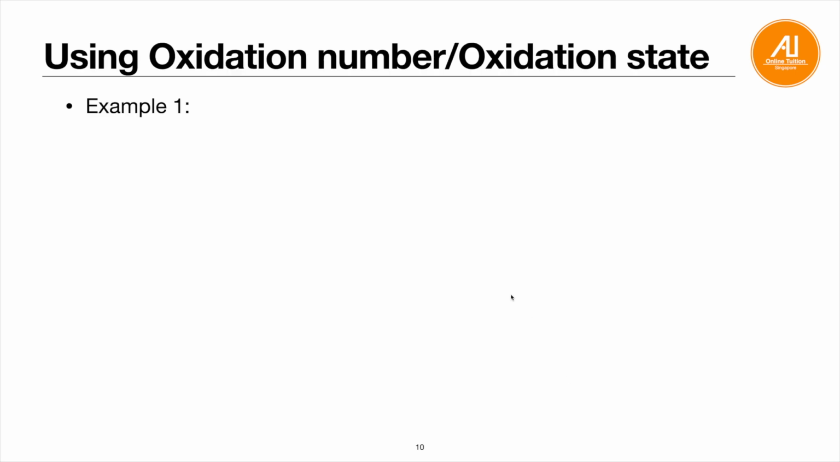Alright, one more example for oxidation number. So this one is the full equation. This is most likely the type of question that you'll get in the exam. They'll just give you one full equation. Your job is to write down the oxidation number for every single element. Okay, let's see how we do it.